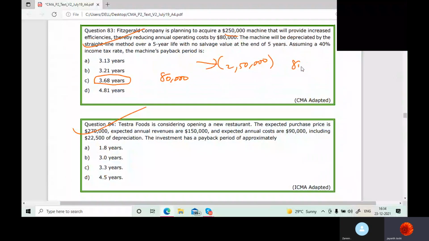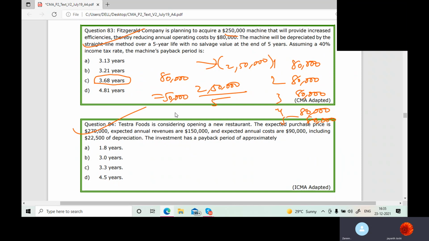So 80,000 is my cash inflow for all 5 years. Why 5 years? Because the machine's life is 5 years, correct? So this is my cash inflow for 1, 2, 3, 4, 5 years. And my depreciation is 2,50,000 divided by 5, so it happens to be 50,000 per annum. I can claim this as a deduction, and as a tax shield, I will apply my tax rate of 40%, and I can have a cash saving of around 20,000, correct?